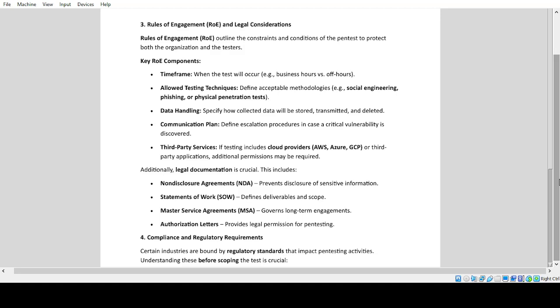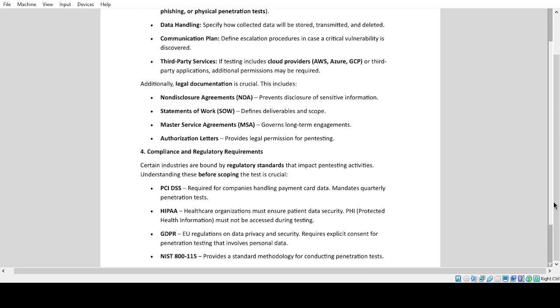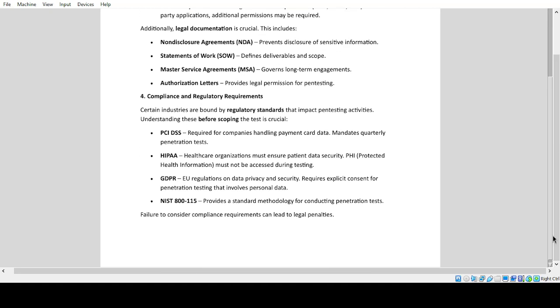4. Compliance and regulatory requirements. Certain industries are bound by regulatory standards that impact pentesting activities. Understanding these before scoping the test is crucial. PCI DSS: required for companies handling payment card data. Mandates quarterly penetration tests. HIPAA: healthcare organizations must ensure patient data security.